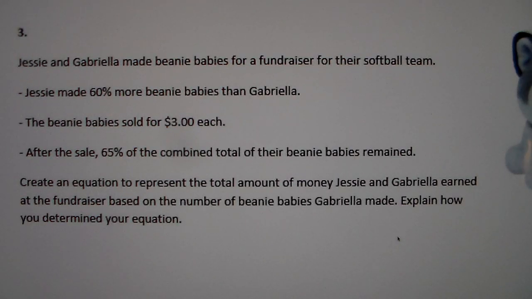Alright, here's the next problem, using the same concept but with different numbers. Jesse and Gabriella made Beanie Babies for a fundraiser for their softball team. Jesse made 60% more Beanie Babies than Gabriella. The Beanie Babies sold for $3 each. After the sale, 65% of their combined total of their Beanie Babies remained. So they only sold 35% of the Beanie Babies they made, a little bit more than a third. Create an equation to represent the total amount of money Jesse and Gabriella earned at the fundraiser based on the number of Beanie Babies Gabriella made. Explain how you determine the equation.